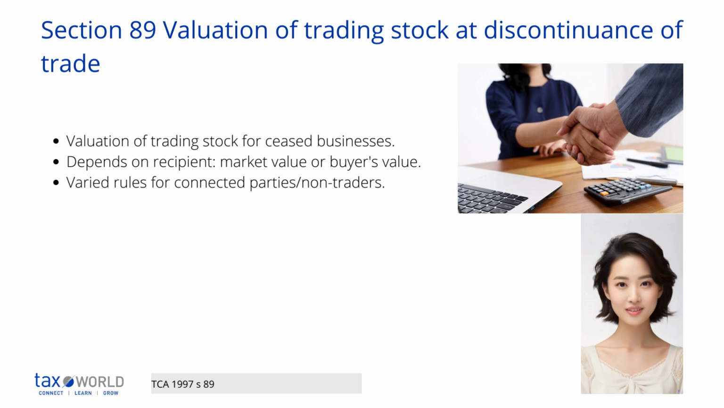When stock is transferred to another trader, the valuation depends on the relationship between the two parties. If the parties are not connected, the value should be based on the actual price received. If the parties are connected, the value should be based on the price that would have been received in an arm's length transaction between unconnected persons.